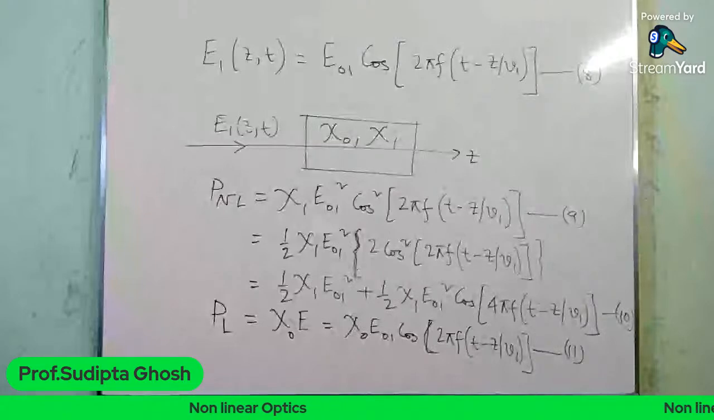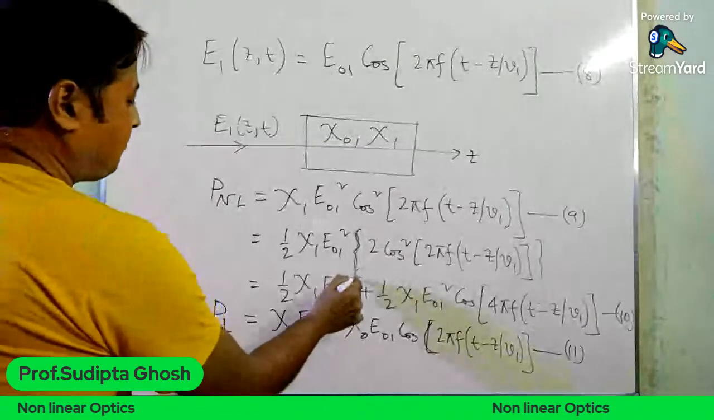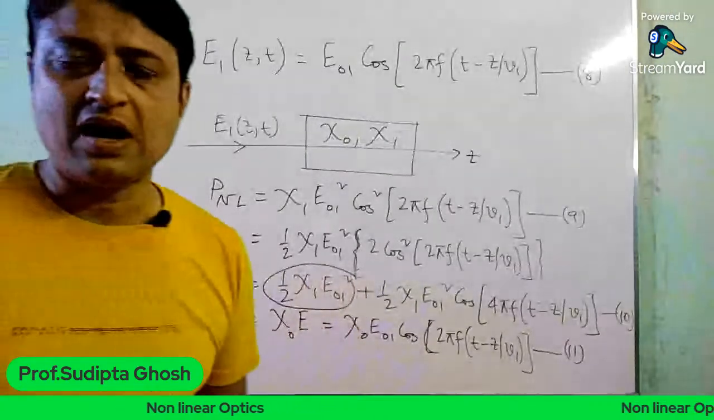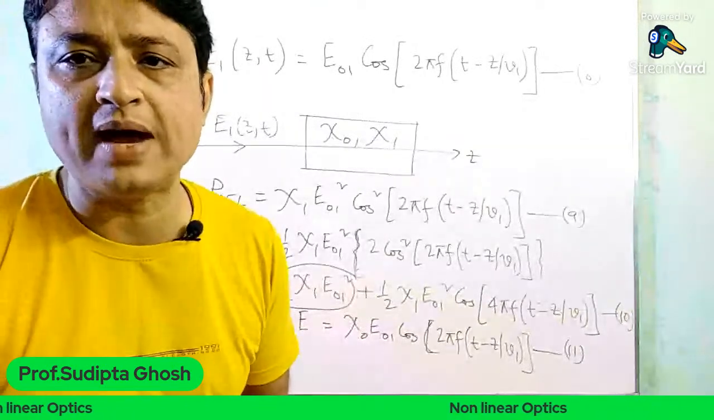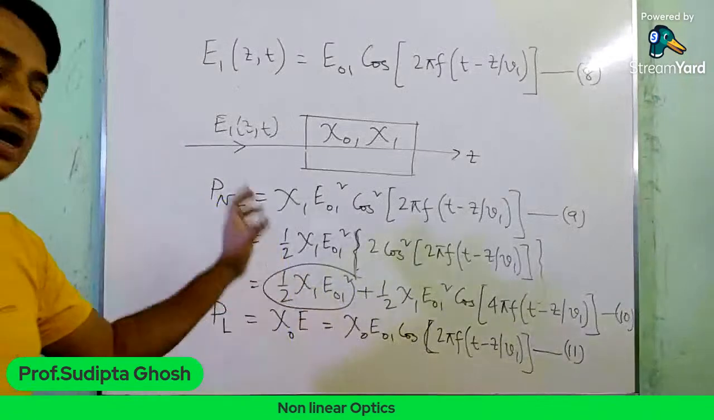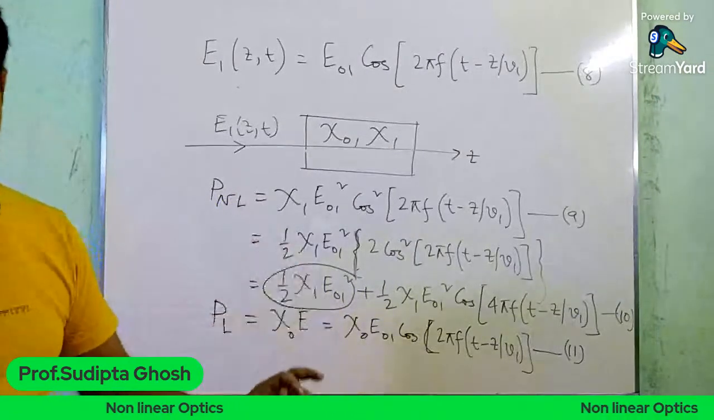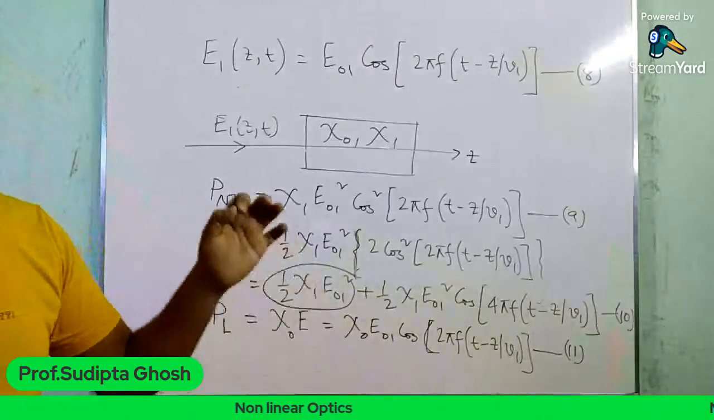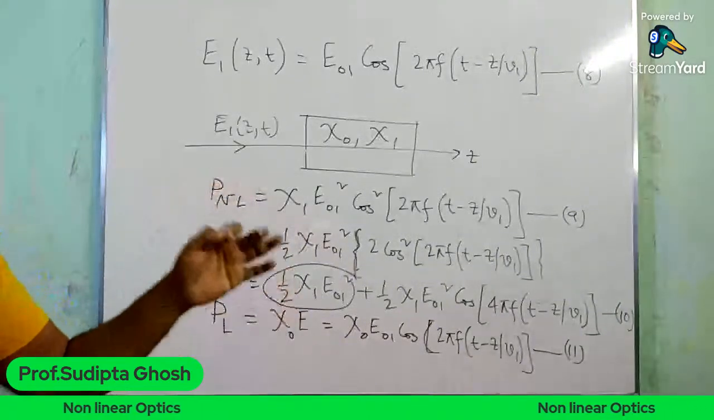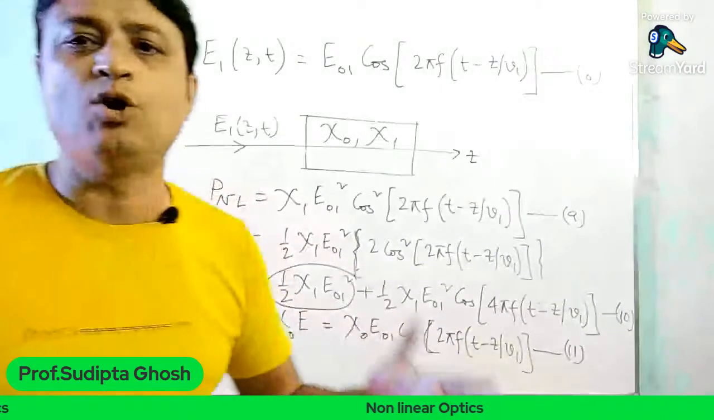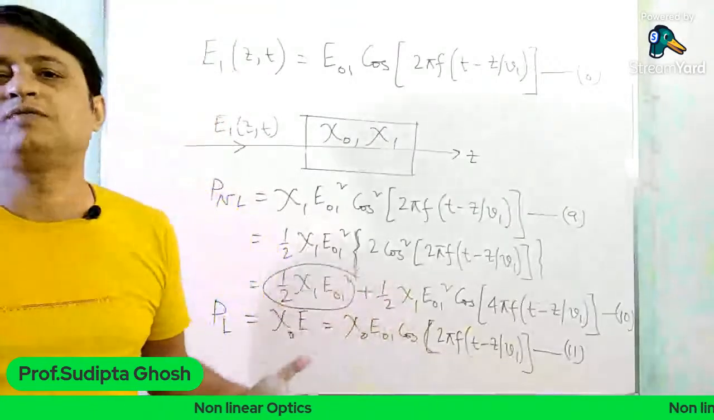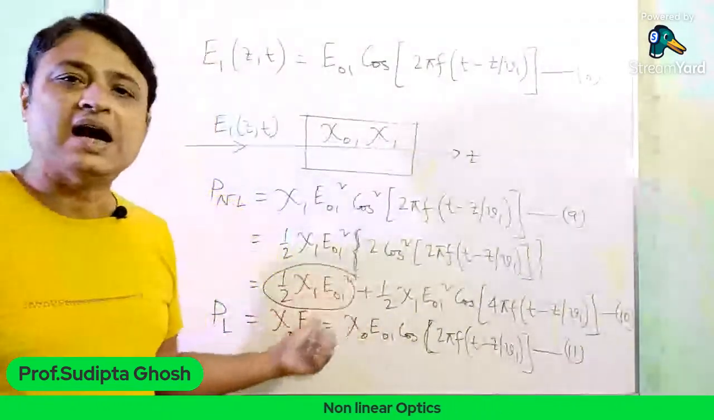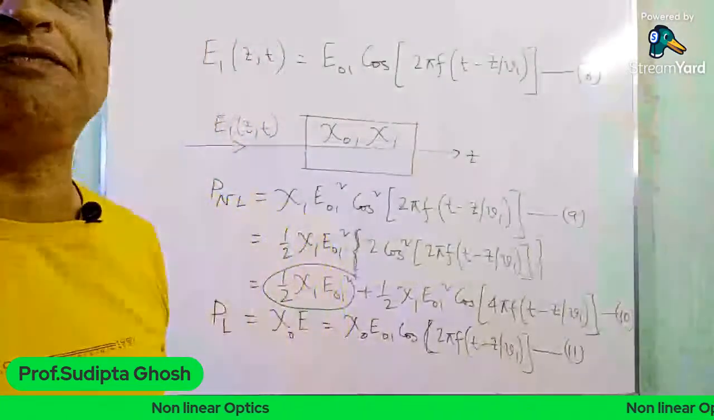Now the first term in equation 10 that we have found is half chi 1 E01 square, and you can regard this term as a DC field, a DC value, because chi 1 is the first order non-linear dielectric susceptibility term, and E01 is the amplitude of the electric field intensity. So this is actually a DC field.